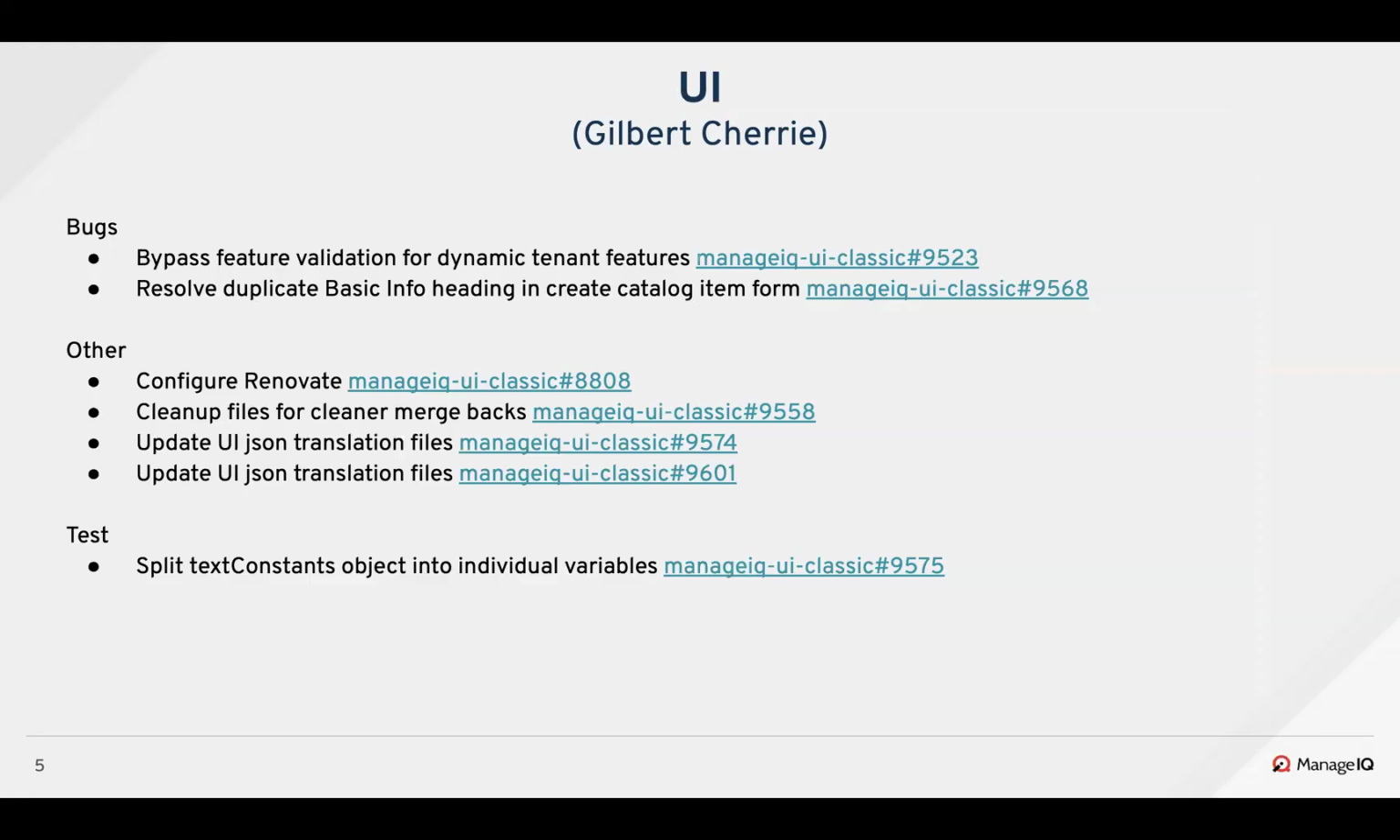Thanks, Jason. So for the UI, Joe did a bug fix for bypassing feature validation for dynamic tenant features, and Osavod resolved the duplicate basic info heading in the create catalog item form. Jason got the configure renovate fixed, as well as cleanup files for cleaner merge backs and the UI JSON translation files in two separate PRs. Also, Osavad had a Cypress PR to split the text constants objects into individual variables. Next slide.